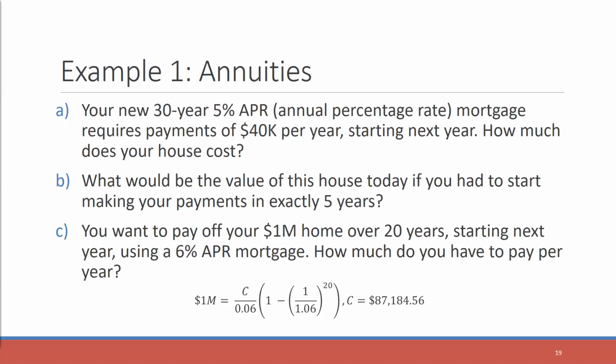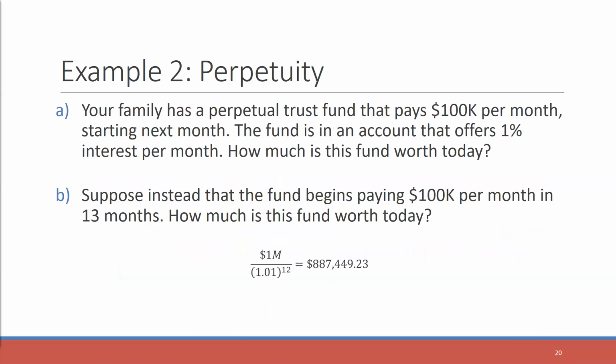You want to pay off your $1 million home over 20 years starting next year using a 6% APR mortgage. How much do you have to pay per year? Well, in this example, I know my present value, that's 1 million. I know 6% is my discount rate. And I also know my N, that's going to be 20. So I plug in everything to my annuity formula, and then I solve for my C.